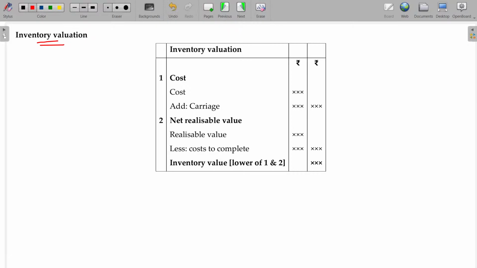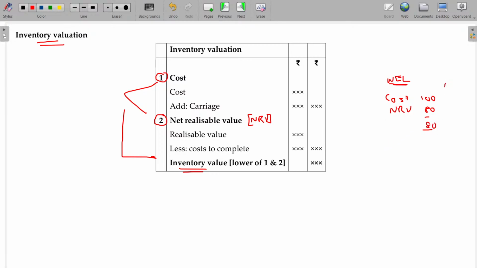Usually, you have to find out the cost of the inventory, and find out what the net realizable value would be if you sell. Comparing these two, whichever is lower will be the inventory value. Say cost is 100, and net realizable value, in short NRV, is 80. Now tell me, what is the value of your inventory? Whichever is lower of these two will be taken. What is that value? 80.